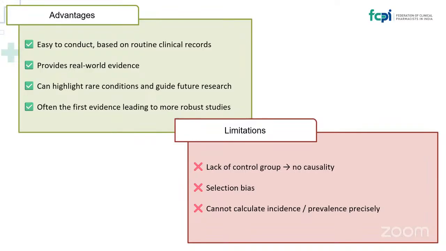I will not select the patients who have any comorbidities or whose data is interfering with my results. So there is bias, and they cannot calculate the incidence or prevalence precisely.